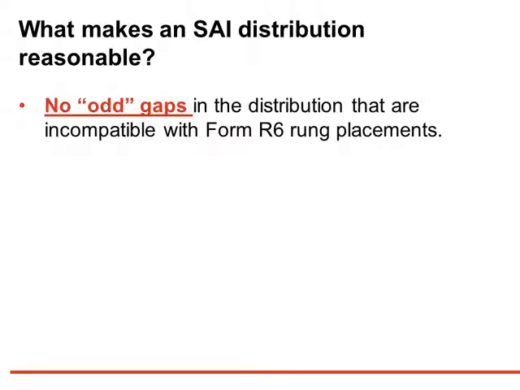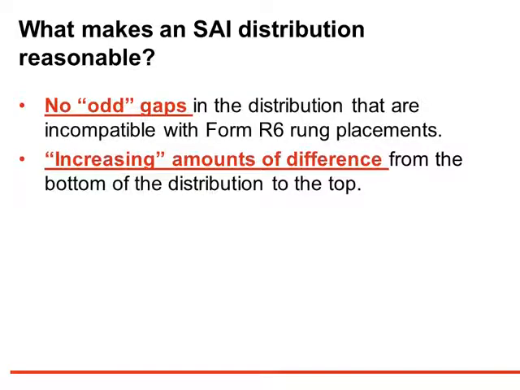SAIs should also be consistent with the assumptions developed by subject experts comparing many folios of work over many years. Essentially, we know that the folios of work of students in the lower levels of achievement are more similar than folios of work in the higher levels of achievement. This means there should be increasing amounts of difference when comparing the average number of points per rung used from the bottom of the distribution to the top.